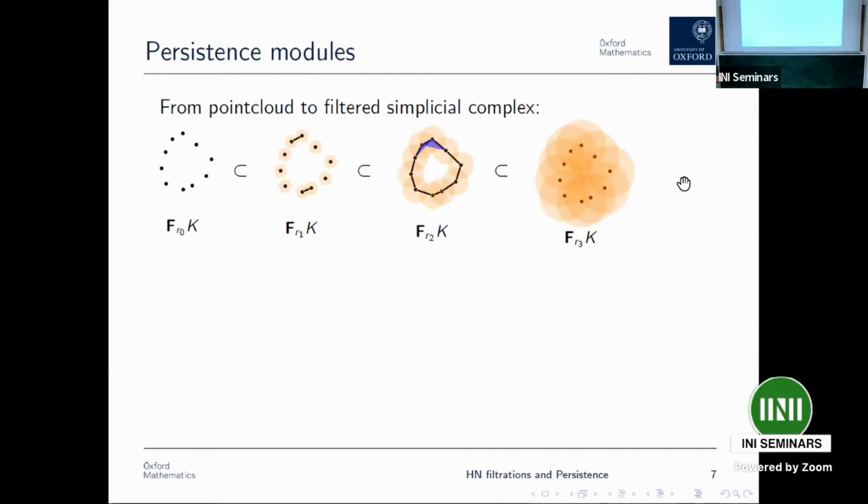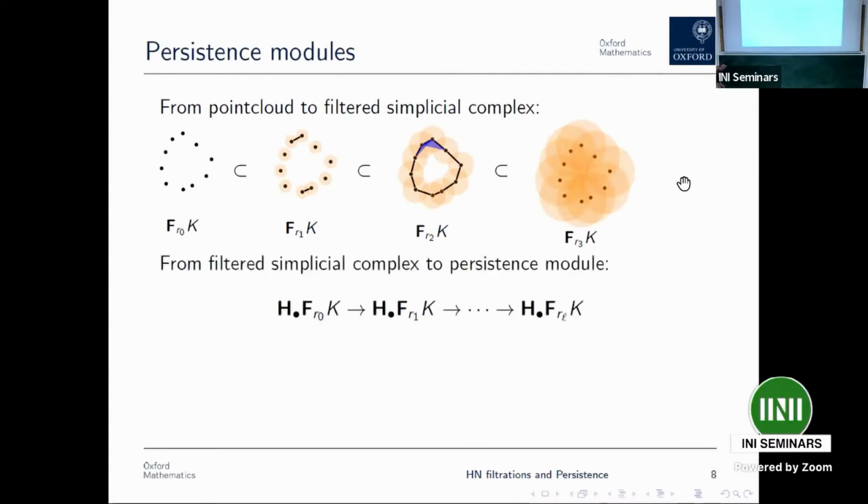The zero-dimensional simplices would be just the points in the point cloud. The one-dimensional simplices will be edges between two points whose balls intersect. And for higher dimensional simplices, we just add them whenever all the one-dimensional faces are already selected in our simplicial complex. So that's how we get this filtration of simplicial complexes. And once we go through homology over some field, all these inclusions become linear maps, and we get this object, which we call a persistence module.